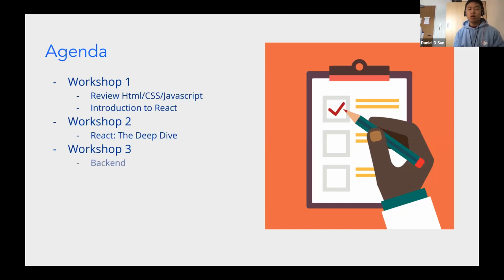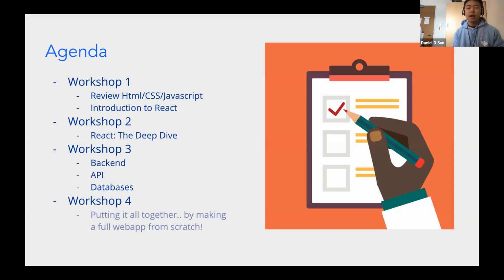Workshop 3, we're going to talk about backend. That's the backend workshop. We're going to talk about servers, APIs, databases, how all of that works together to form your website. And finally, in the last workshop, we're going to combine all of these together. You don't have to, but you can code along if you want. And we're going to be making a full web app from scratch called Acebook, which is kind of like a ripoff of Facebook. So that's the plan for today.